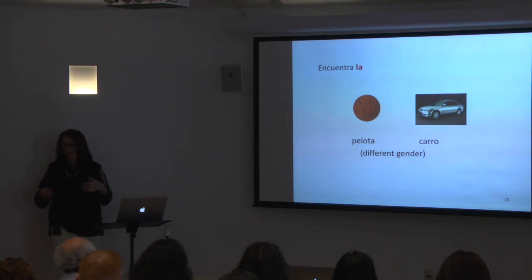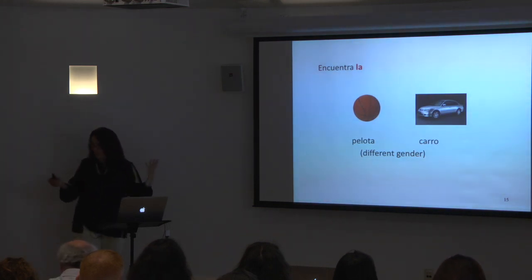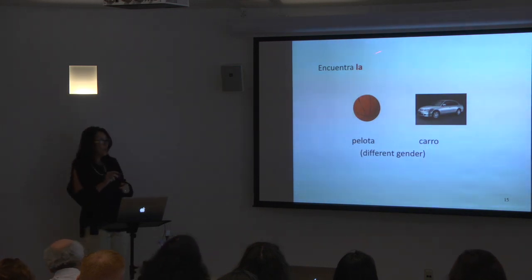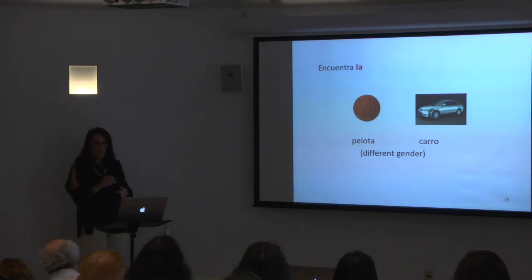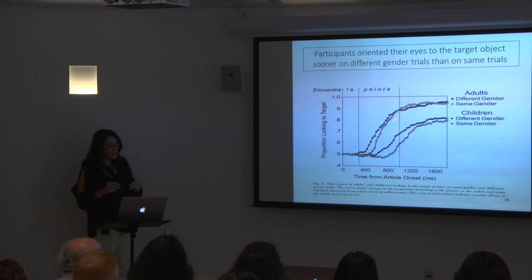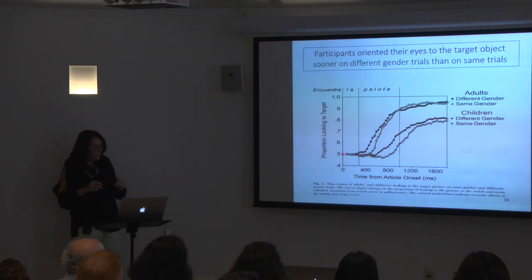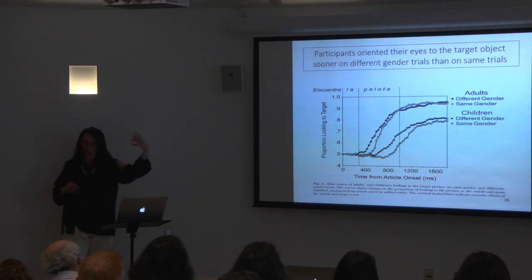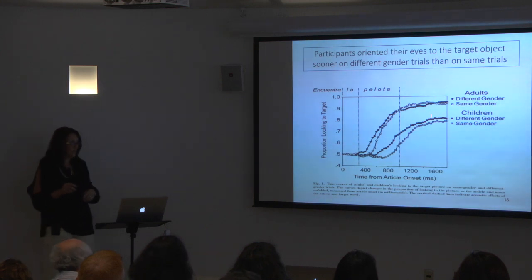And so the question that researchers have posed is, do native speakers of Spanish, in fact, use gender information encoded in articles to anticipate what object they're supposed to look at? And the answer is yes. And so what I'm showing here is data from adults and data from children. What was plotted here is the proportion of looks to the object that was spoken in the sentence.